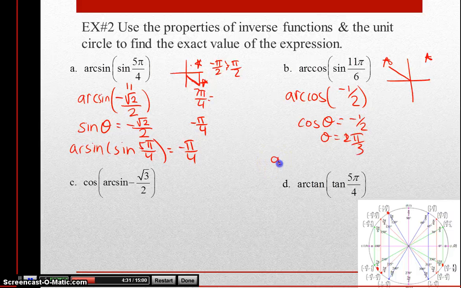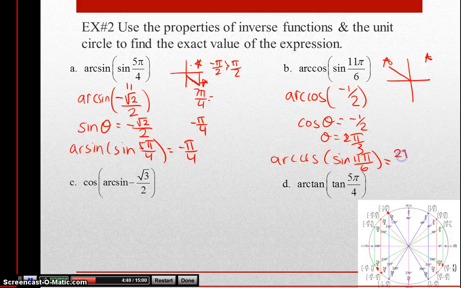So what we have is the arc cosine of sine 11 pi over 6 is going to equal 2 pi over 3. The next example, we want to find the cosine of the arcsine of negative square root of 3 over 2. The first thing we need to see is where our arc cosine is. Okay, our arc cosine is defined, we said, in the first and the fourth quadrants.